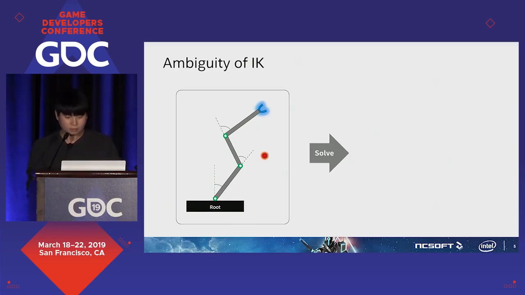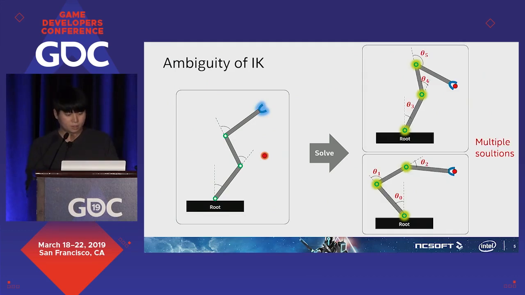Solving the IK problem is not simple. The more joints there are, the more difficult the problem becomes. And also, there can be multiple solutions. So, we need to choose the most preferred solution among them.